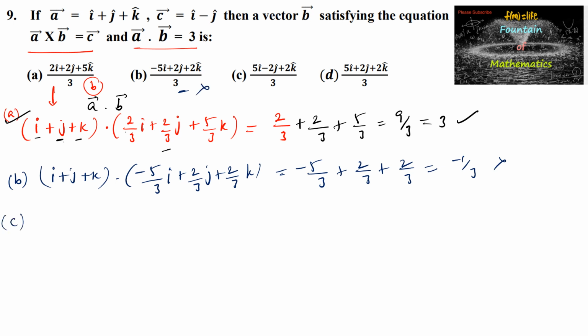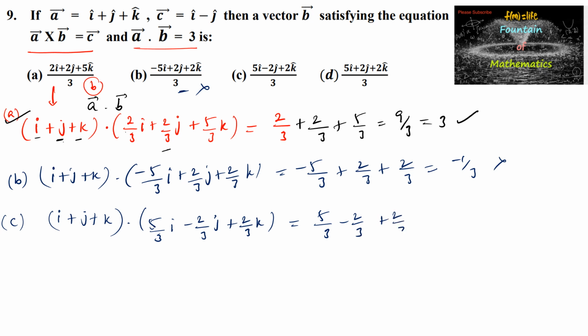And the third option, let us consider i plus j plus k dot product with 5 by 3 times i minus 2 by 3 times j plus 2 by 3 times k, which is equal to 5 by 3 minus 2 by 3 plus 2 by 3, which is equal to 5 by 3, which is not equal to 3. So we can say the third option is also wrong.